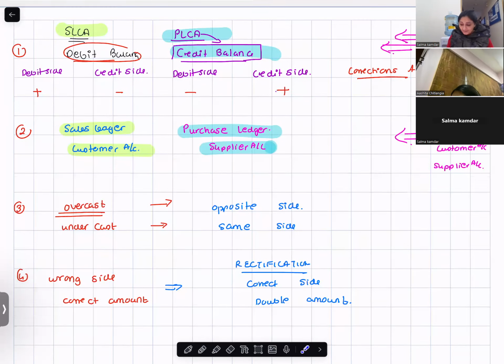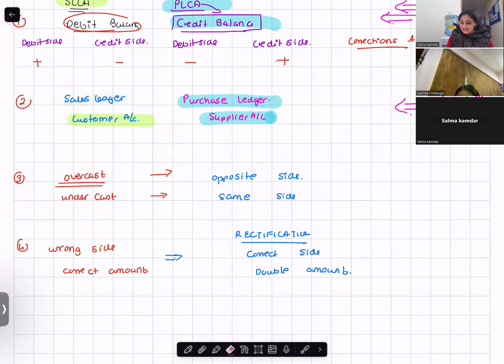Whenever they talk about your sales ledger, that means they're talking about your customer account. Whenever they talk about the purchase ledger, that means they're talking about supplier account. Whenever they talk about ledgers, that means they're talking about the customer account or supplier account.